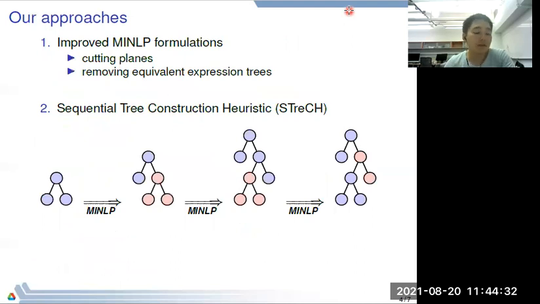What I've done for this topic is that first I improved the MINLP formulation so that we can solve the same problem faster than other formulations. And the second one I developed was a MINLP-based heuristic called STRETCH, sequential tree construction heuristic. The idea is that we begin with a small tree and then update the tree little by little using MINLP. This approach works very well, and it is different from genetic programming. Basically, it also changes the tree at each step, but that uses heuristics. We are using MINLP, which is a more exact and accurate approach.